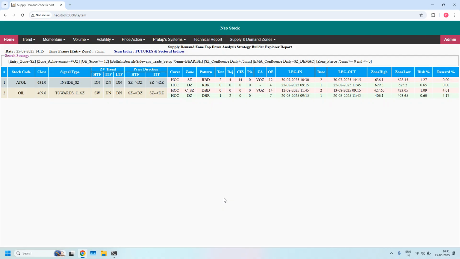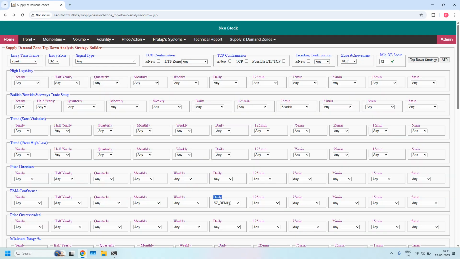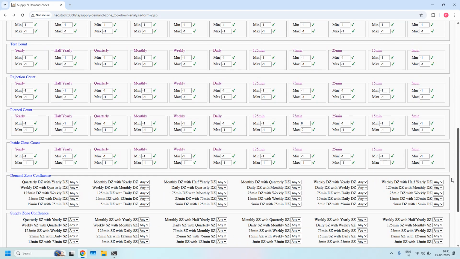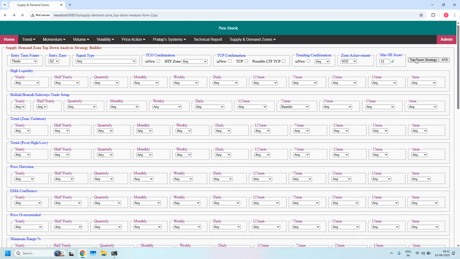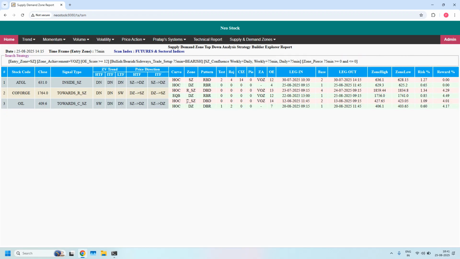Okay, next LTF, ITF, HTF supply zone confluence, and then HTF EMA confluence. So I'm going back, removing ITF EMA filter. In the supply zone confluence, 3 filters we have to set. First filter is 75 and daily, already enabled. 75 and weekly, daily and weekly supply zone confluence. By enabling all the 3 filters, we got all 3 again. That means in all the 3, these 75 minute supply zones are overlapped with daily supply zone. Both together again overlapped with weekly supply zone. And weekly trend is downtrend in both. Let's verify any of these 2 zones are having weekly EMA confluence.